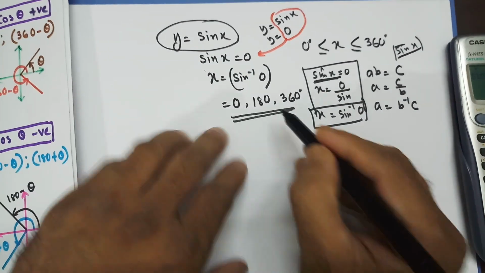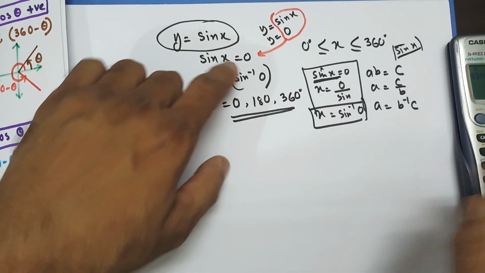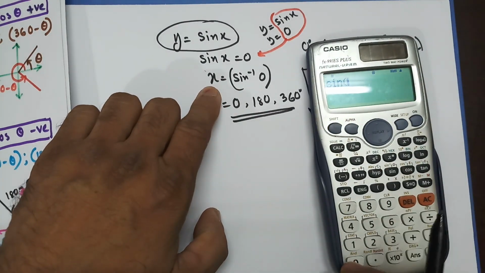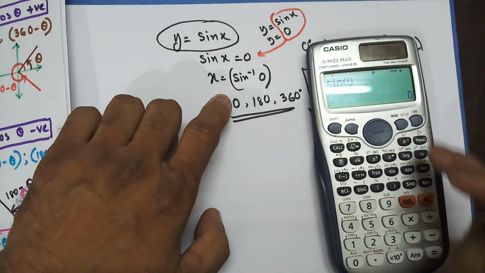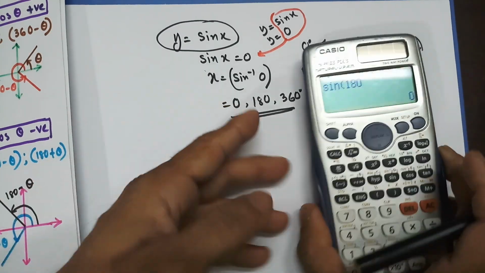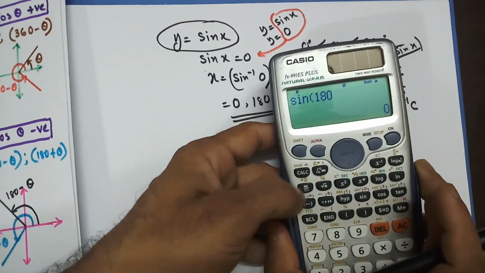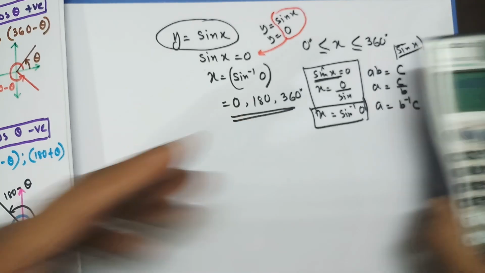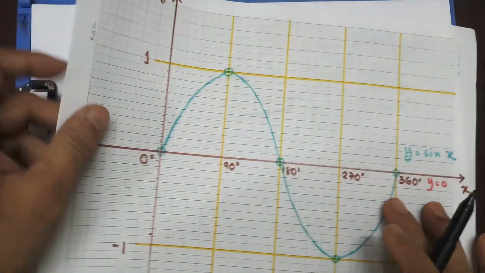In all these three cases, I'm going to have sine x equal to 0. We're going to check that. Sine 0 degrees gives me 0. Sine 180 degrees also gives me 0. I hope you can see that. And sine 360 degrees also gives me 0. You could see this over here, right?